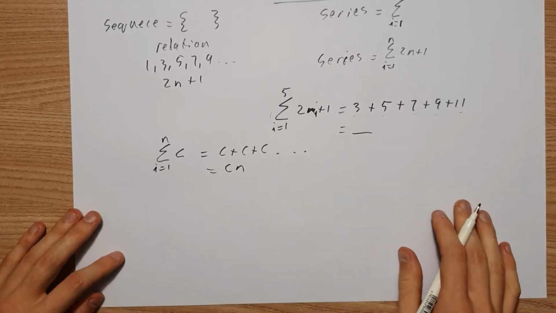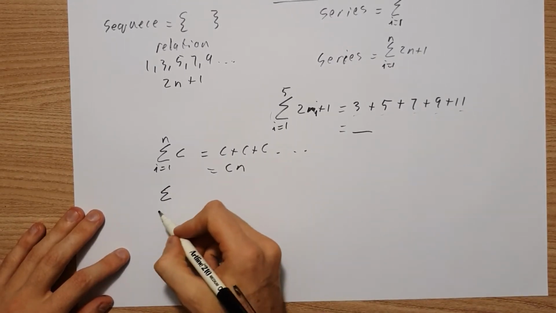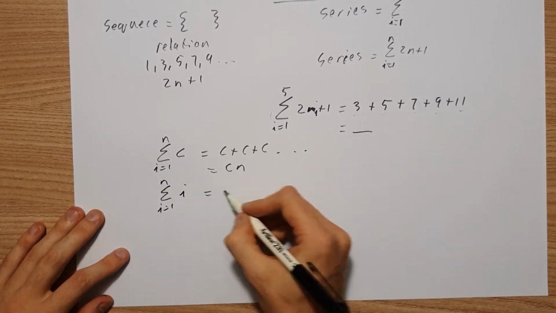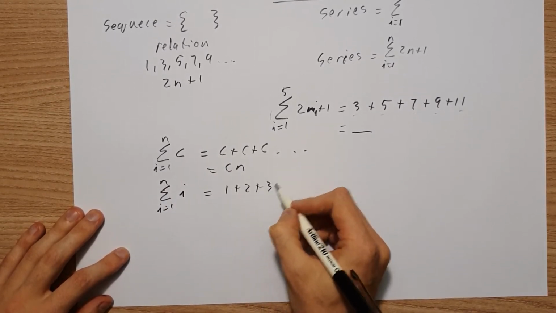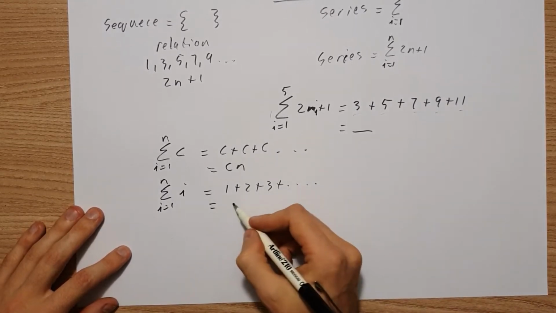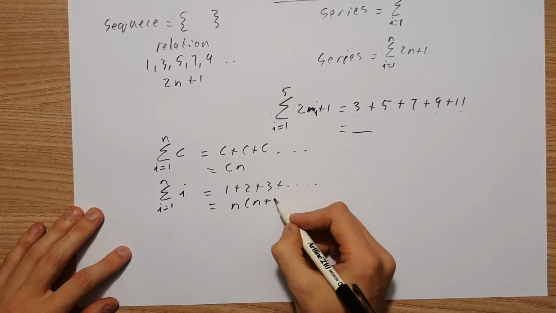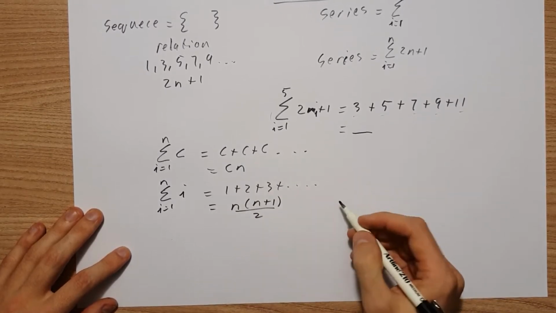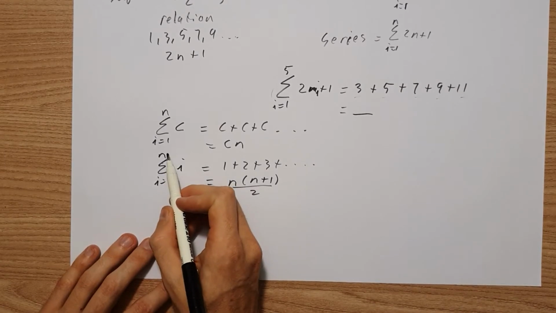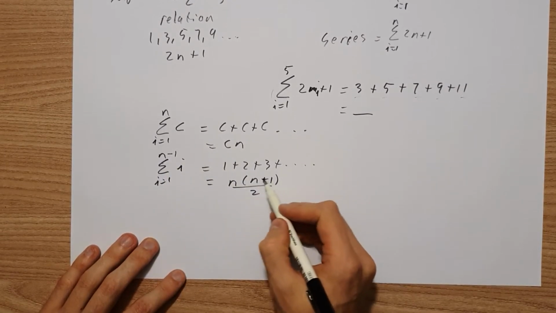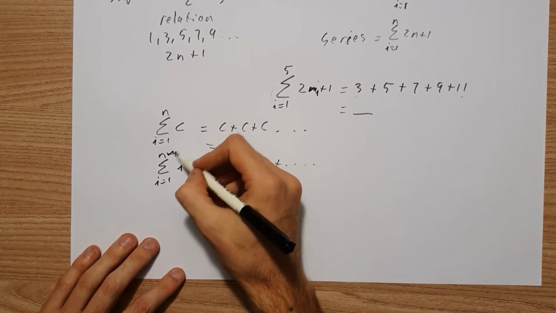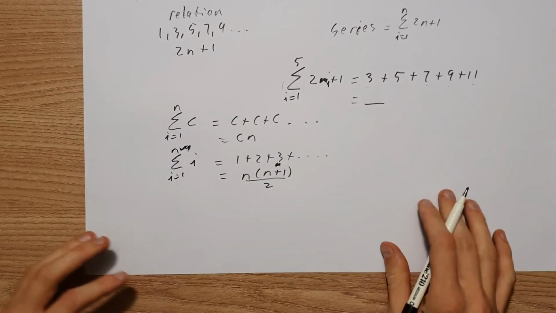c times n. Okay, if we have the sum of i equals 1 to n of just i, meaning we have 1 plus 2 plus 3 and so on up to n, this is going to be represented as n times n plus 1 all over 2. Okay, now if this changes to, let's say, n minus 1, then inside the bracket here that will just change to a minus. But for now, if it's just up to n, then it's n plus 1.